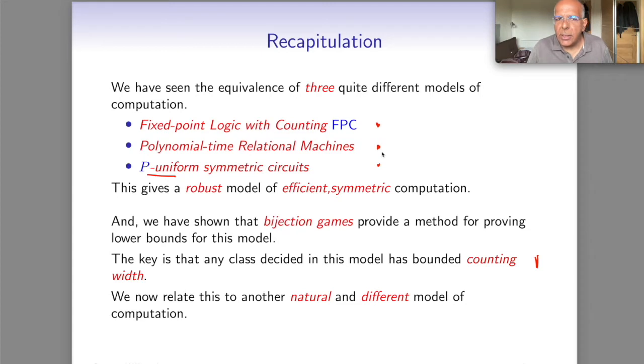With relational machines, it's a bit trickier because here the uniformity is built into the fact that you have a single machine, a single program that does it, but you can non-uniformize it to get an equivalent model. We're now going to look at a fourth one, which is also inherently non-uniform, like the non-uniform circuit model, and related to this. And this one is based on linear programming. So let's start by having a brief look at what linear programming is.